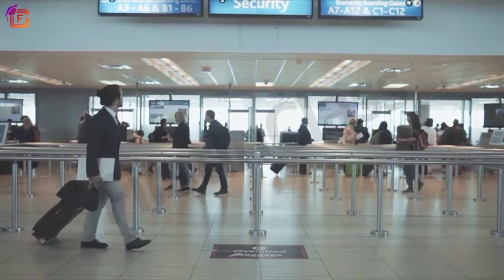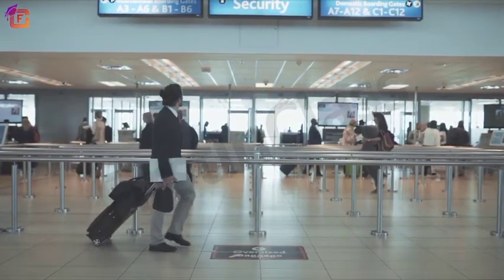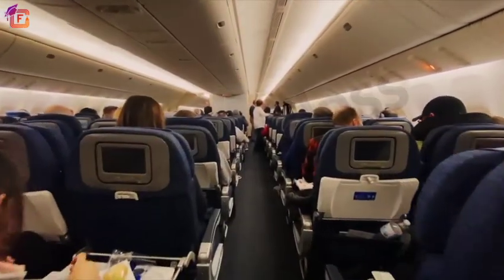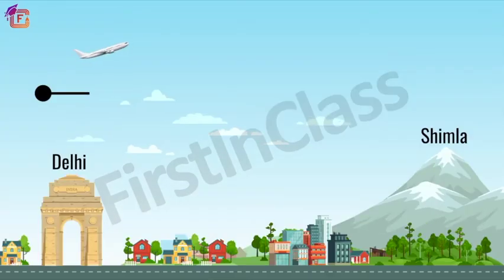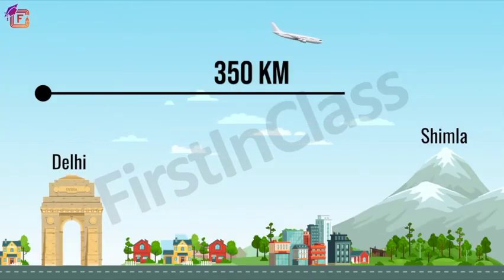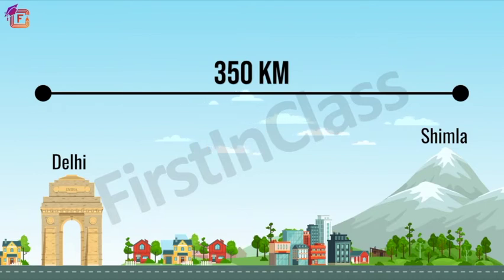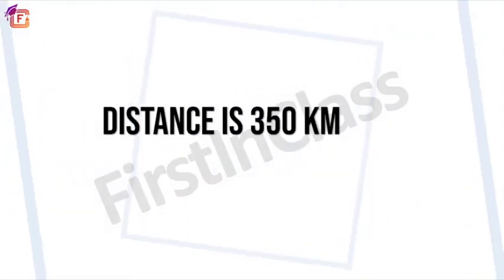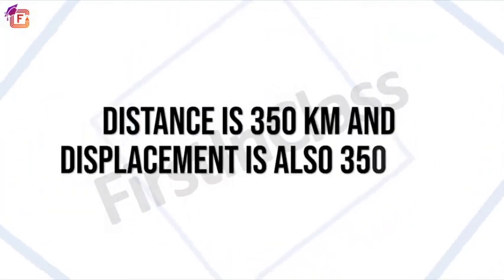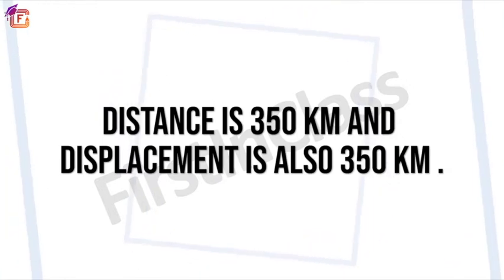Now let us understand some interesting points about distance and displacement with the help of an example. Case 1. Suppose you are going from Delhi to Shimla on a trip with your friends by flight, and suppose the flight is following a straight route between Delhi and Shimla. Now Shimla is about 350 kilometers from Delhi. Now if we ask about the distance and displacement between Delhi and Shimla, then your answer will be distance is 350 kilometers and displacement is also 350 kilometers.